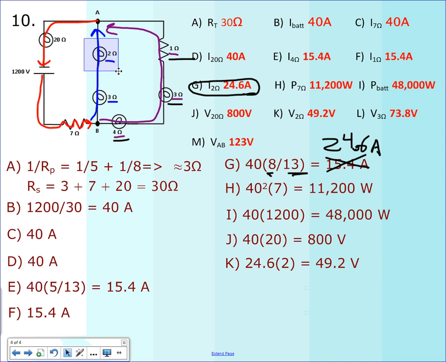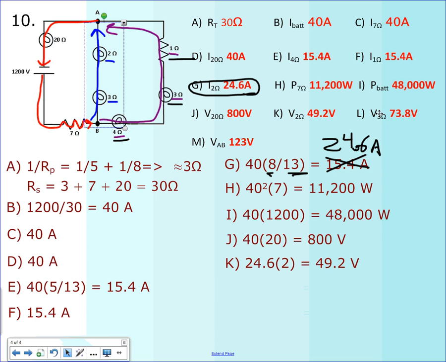If you did the 24.6 amps times the 3 ohms, that would give you the voltage drop there. If you did 24.6 amps times 5 ohms, that would give you the voltage drop total down the blue pathway.